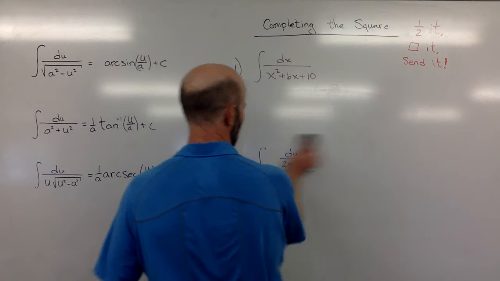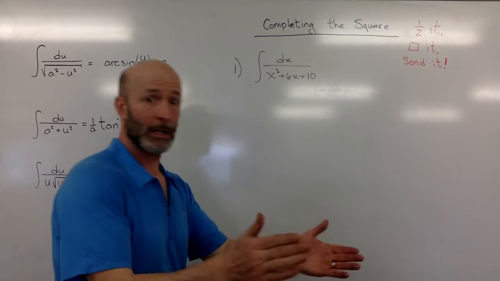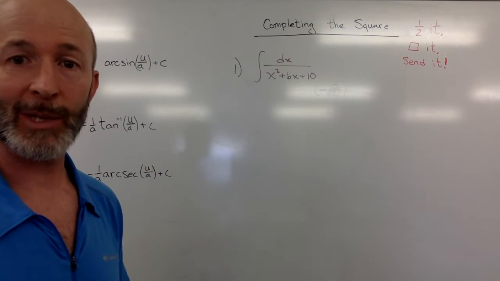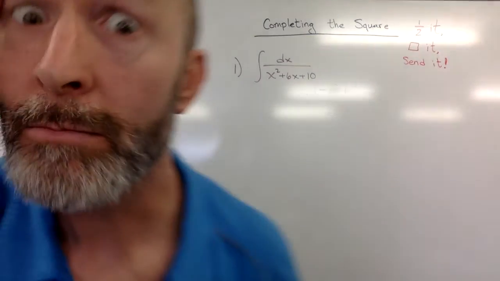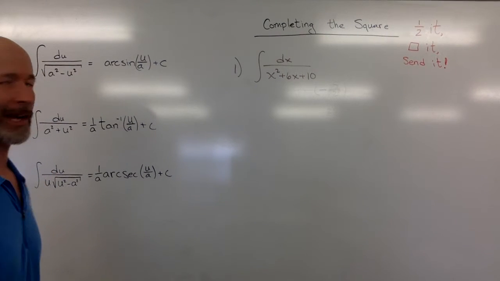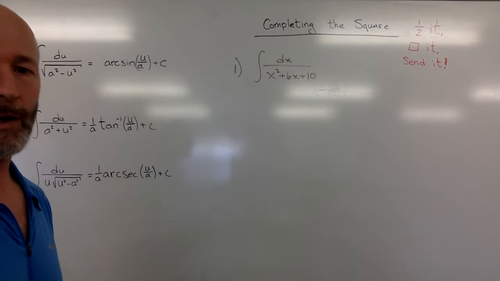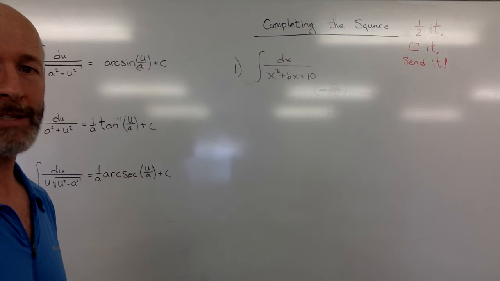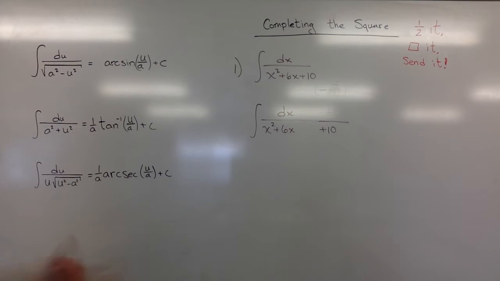So we have to use this whole completing the square thing. So I want you to take a close look at the denominator there and see, can you complete the square? We're going to try and half it, square it, and send it. Notice I'm going to kind of separate the 10. I'm going to move it over a little bit.